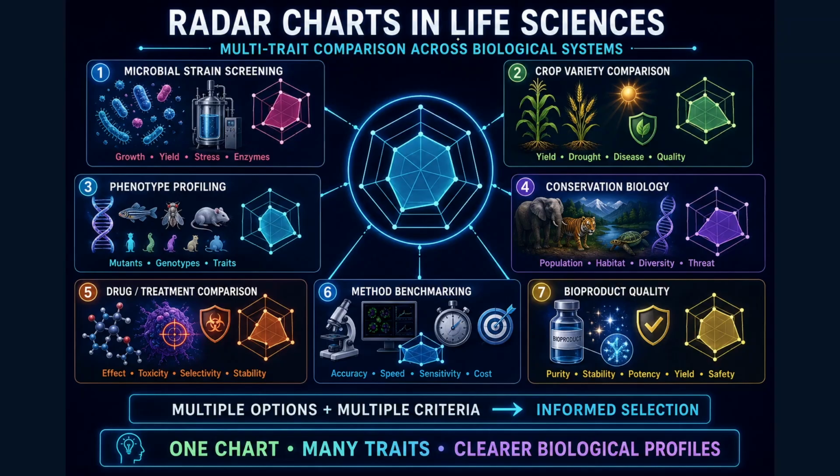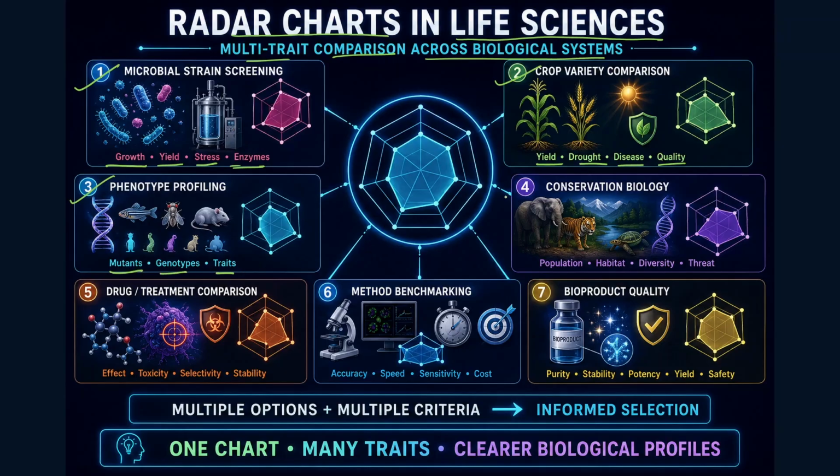Now let us look at where in life sciences these radar charts are found. Radar charts are useful whenever we need to compare several biological traits at once. In microbial strain screening, they can compare growth, yield, stress response, and enzyme production. For crop varieties, they can compare yield, drought tolerance, disease resistance, and quality. In phenotype profiling, they display differences among mutants, genotypes, and traits.